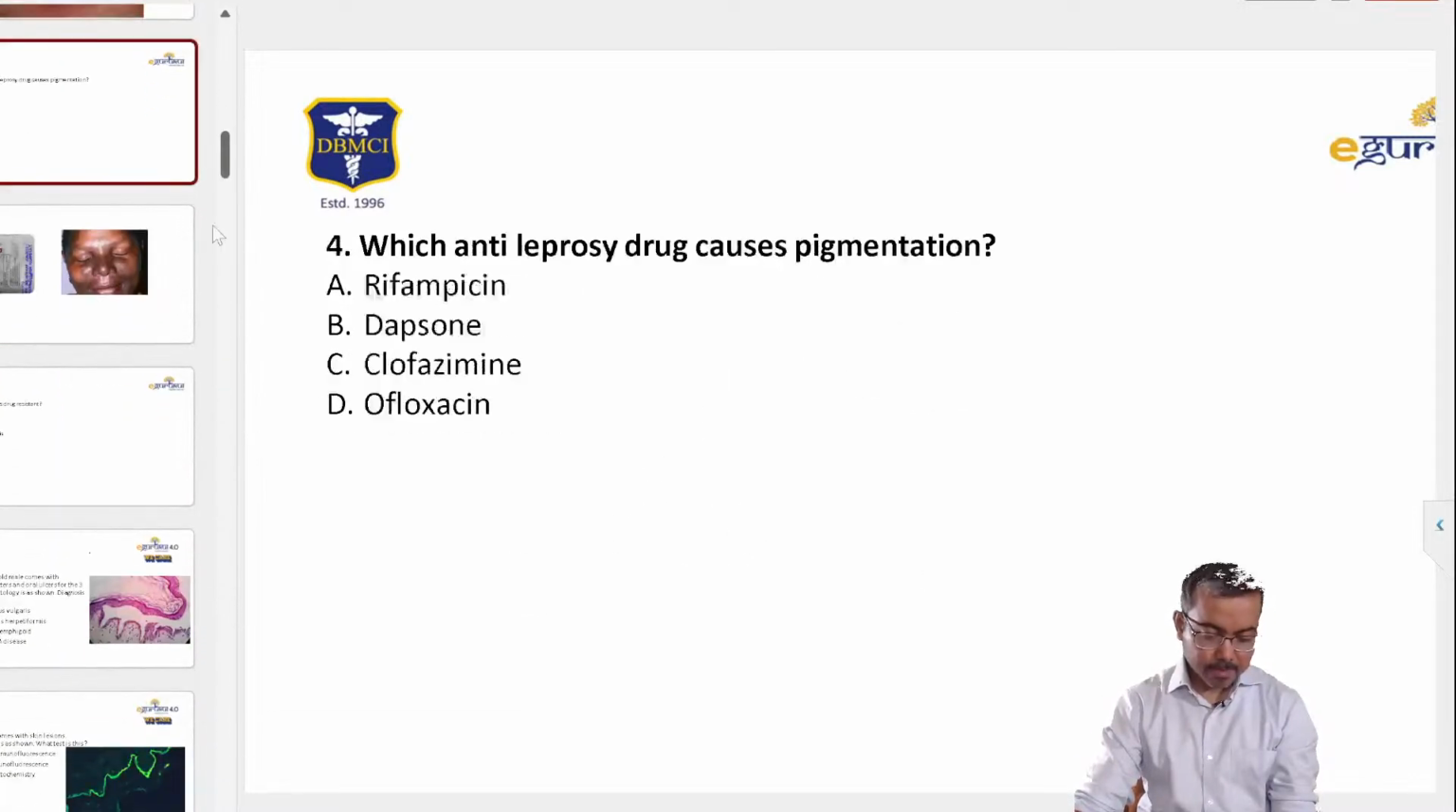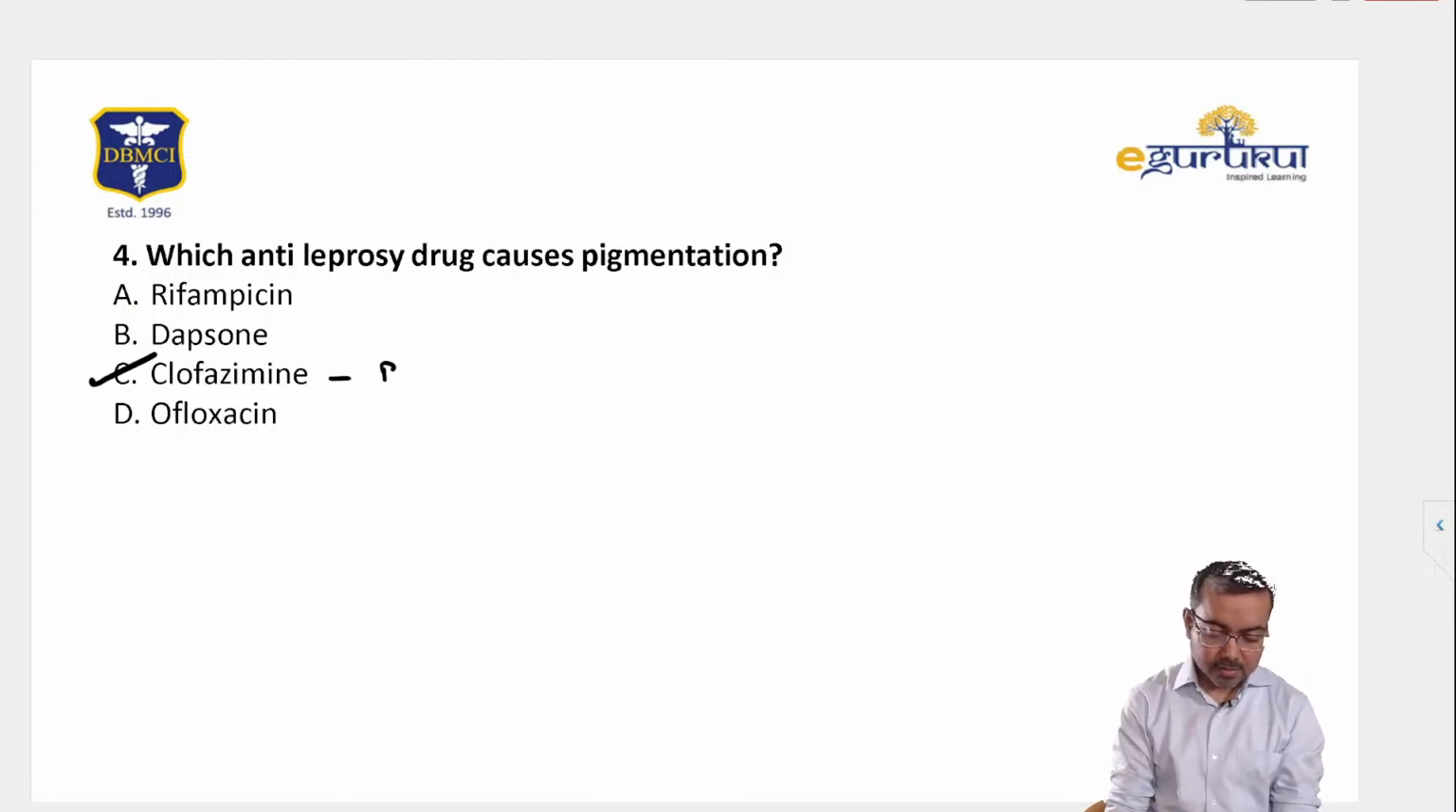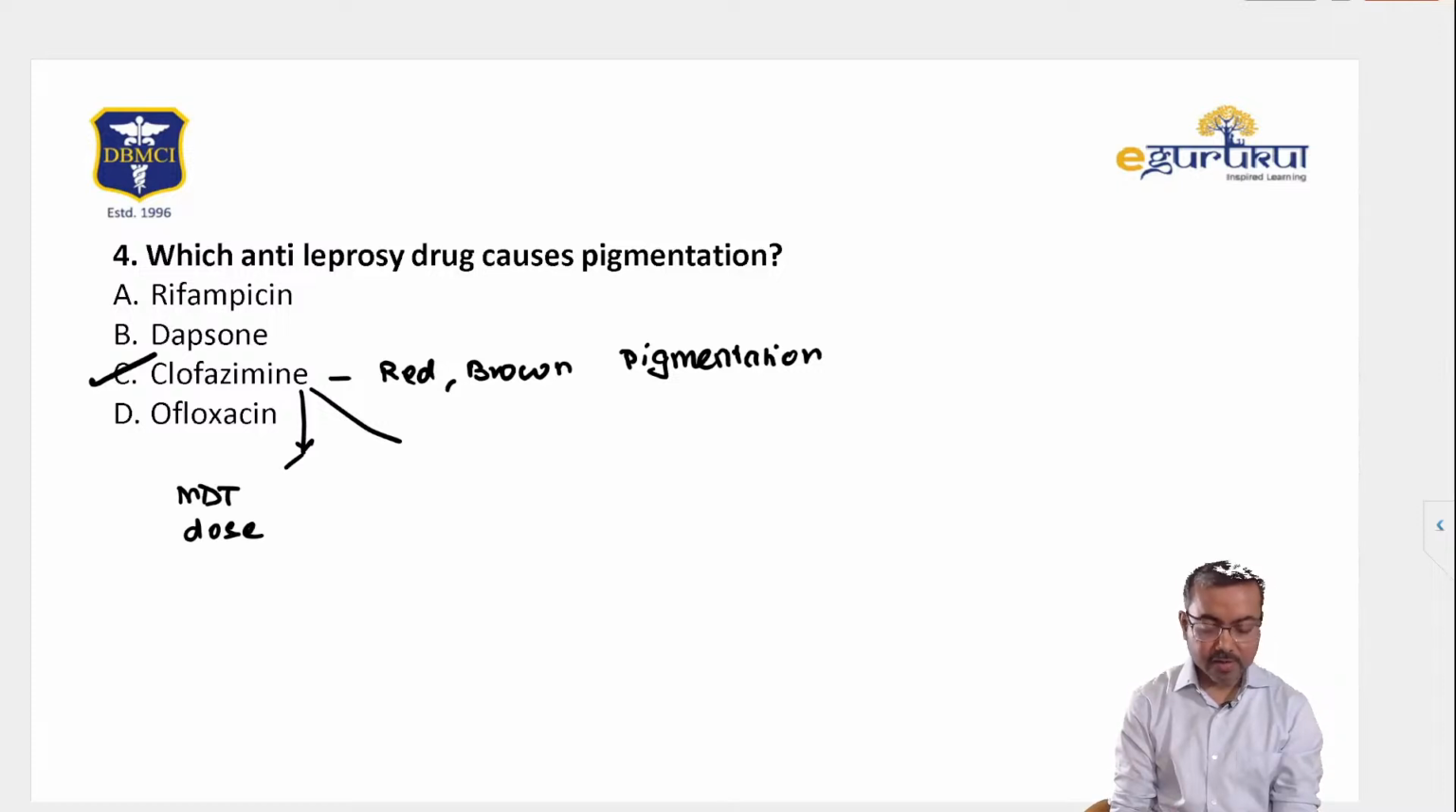Okay, clear? Which anti-leprosy drug causes pigmentation? The answer is clofazimine. Clofazimine is going to give you red-brown pigmentation. Now clofazimine has two doses. One is called the MDT dose, which everybody gets, which is 300 milligram monthly, once a month, and 50 milligram daily. This is the MDT dose.